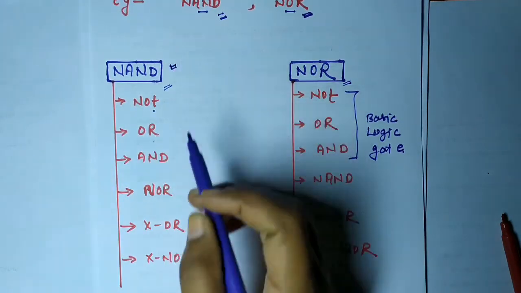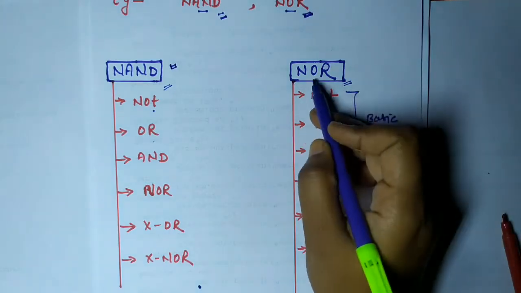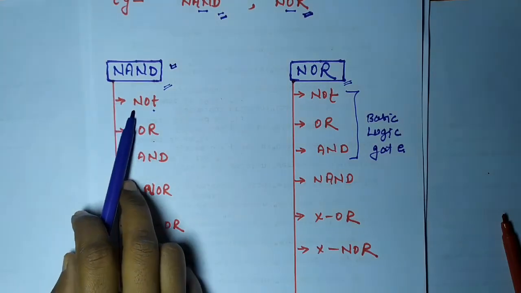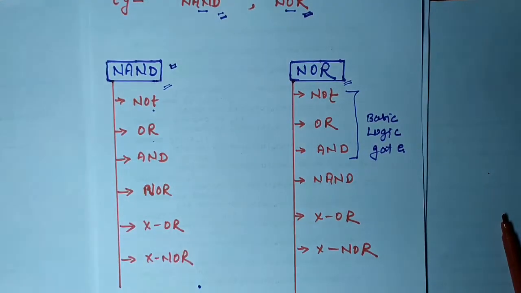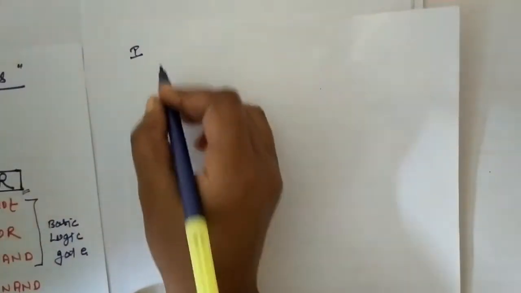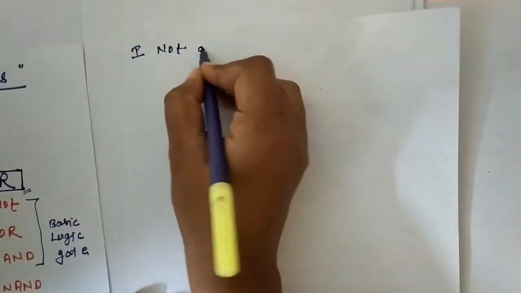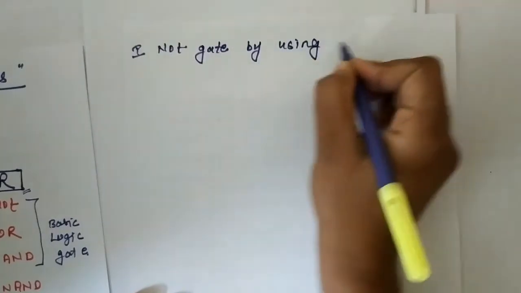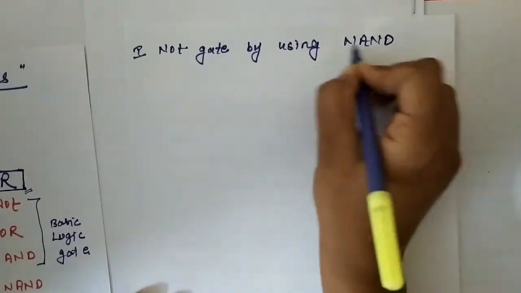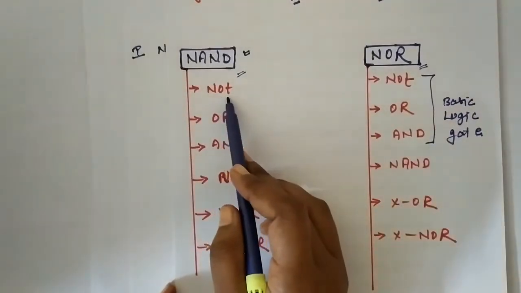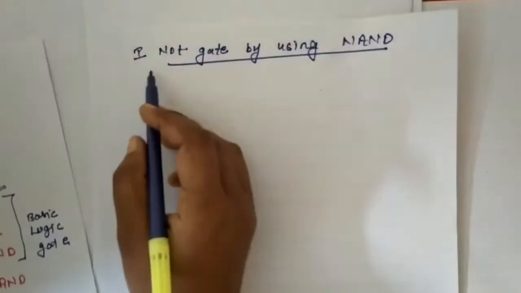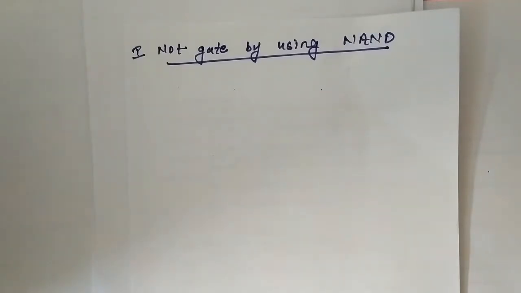So let's see how we can create a NOT gate by using a NAND gate. Firstly we will discuss the NAND gate. After that we can go to the NOR gate. So firstly we will see how we can create a NOT gate by using a NAND gate. That means we have to create which gate? A NOT gate by using a NAND gate.